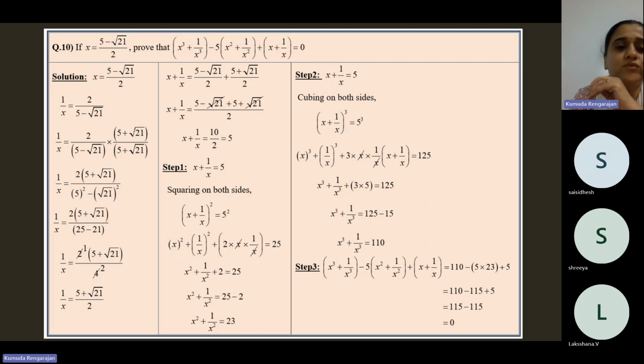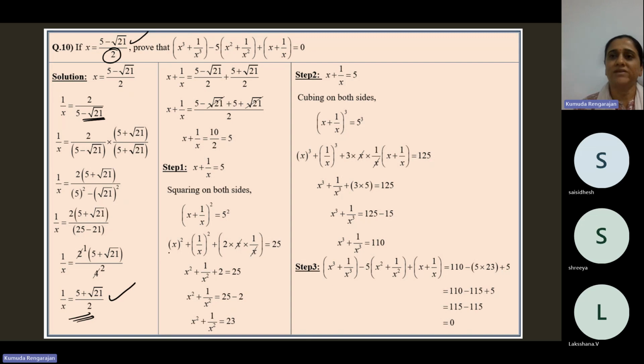So here we need to first find 1 by x. X already has a rational denominator. X is given to us in the question with a rational denominator. We need to find 1 by x. 1 by x, the denominator is irrational, so we rationalize it. And here we have 1 by x with a rational denominator. So now we have x with a rational denominator, 1 by x also with a rational denominator.